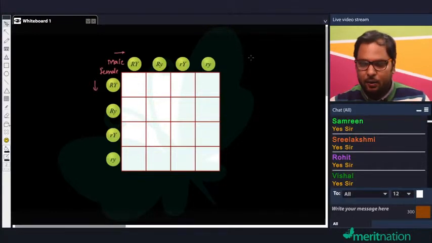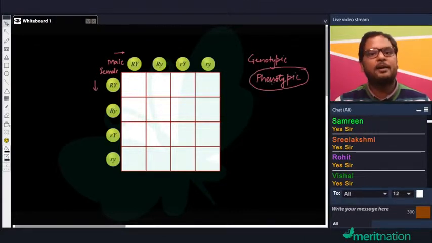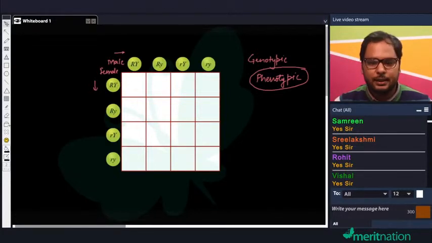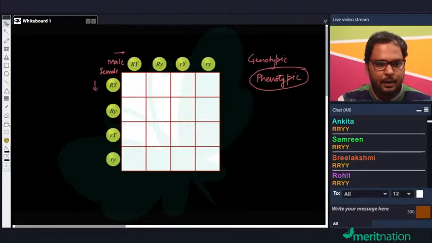What we want right now here is the genotypic ratio and the phenotypic ratio. So first we'll see the phenotypic ratio of a dihybrid cross. Now what you have to do, you just have to cross. Write it down. What should be there in the first cell? Yes, tell me what should be there.